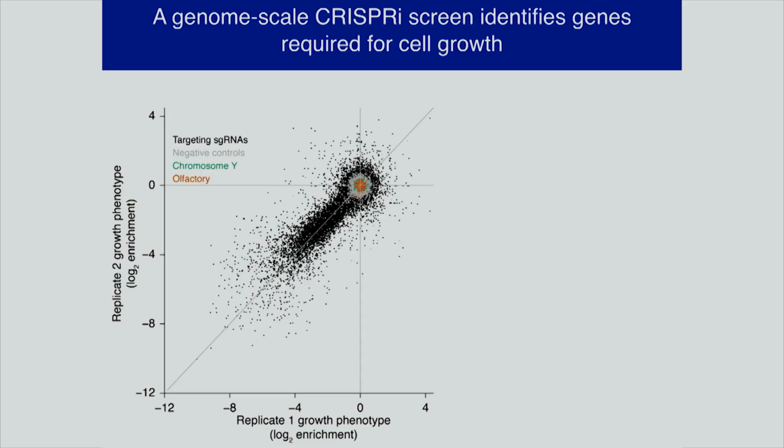And so what do these libraries look like? This is similar to the Lander paper, looking at just growth of cells when you've knocked down every gene, to see what genes are essential, what genes deplete when you knock them down. These are replicates with each sgRNA being a dot here. And you can see that for a large proportion of sgRNAs, we get very well correlated and strong knockdown away from this distribution of negative controls.